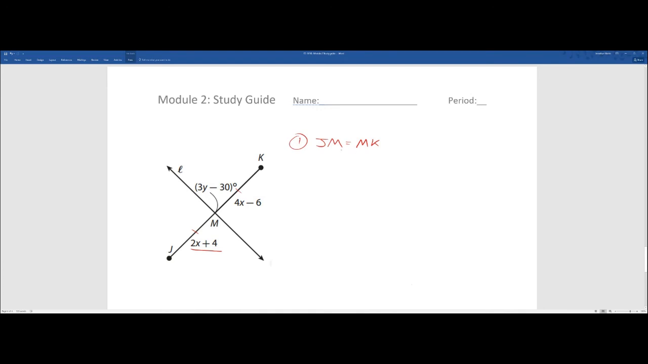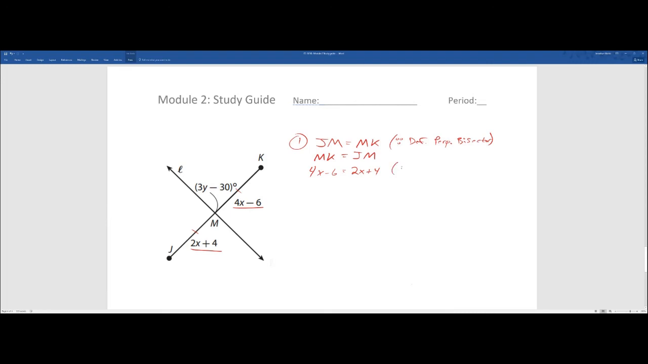I'm going to go ahead and use the symmetric property for the setup, just because I noticed that the 4x minus 6 is probably better to have on the left-hand side, unless you want to deal with negatives, which is up to you. Now, MK is 4x minus 6, and JM is 2x plus 4. Remember the reasoning that JM is equal to MK is because of the definition of a perpendicular bisector. Don't forget that. It's very important to know.